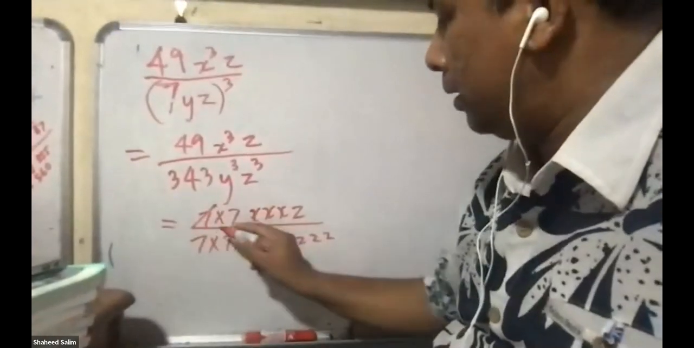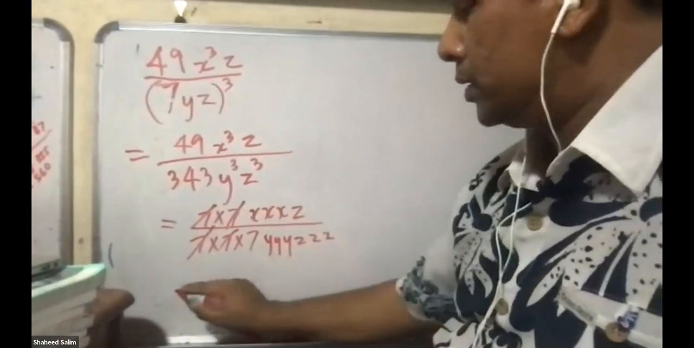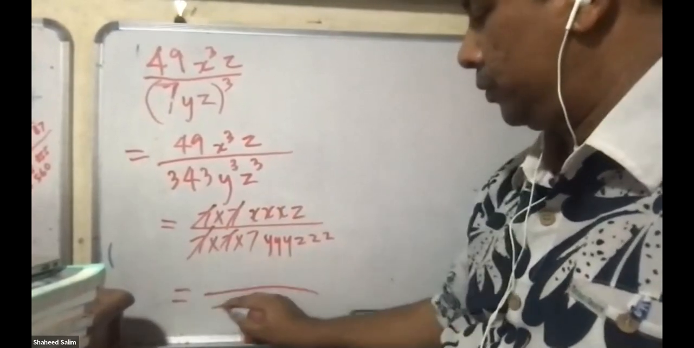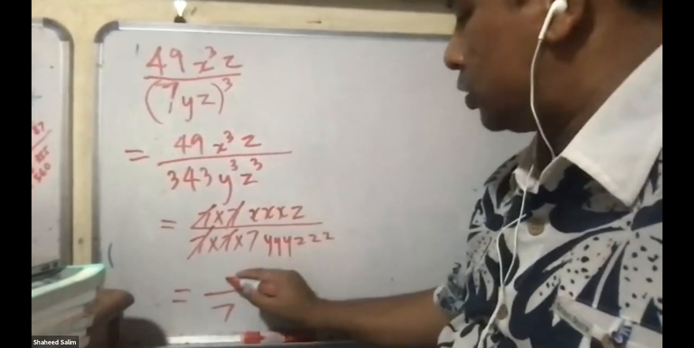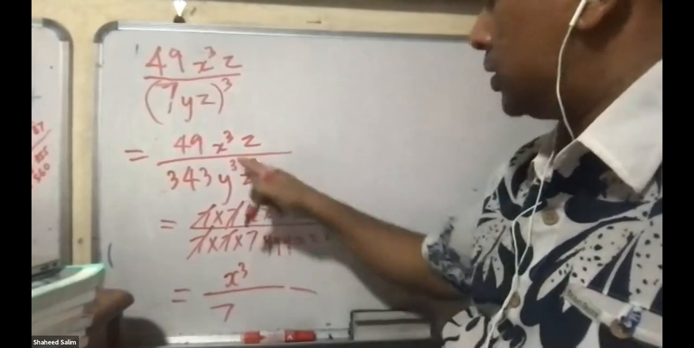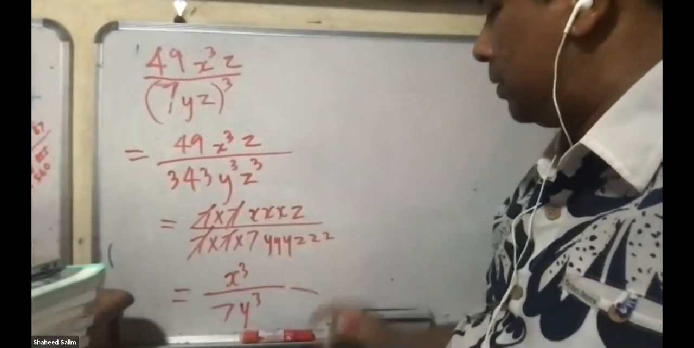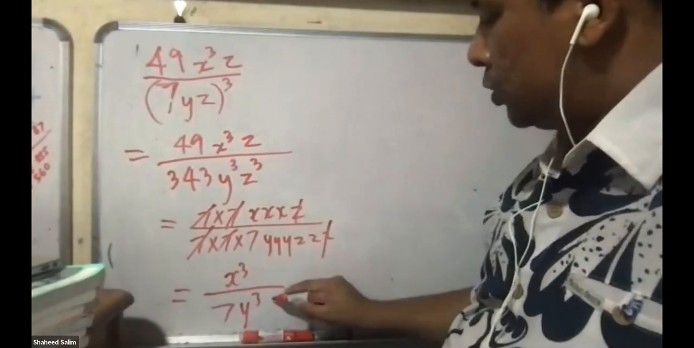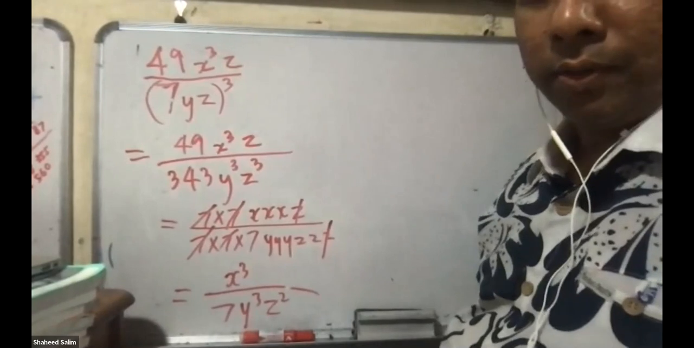So now 1, 2, I cancel. 1, 2, I'm left with 7 below. And then X on top, you cannot cancel. So X cube is on top because that's the original. Y cube is also below, you cannot cancel. But Z, you can cancel 1. So you get Z square. Are you all okay or not?